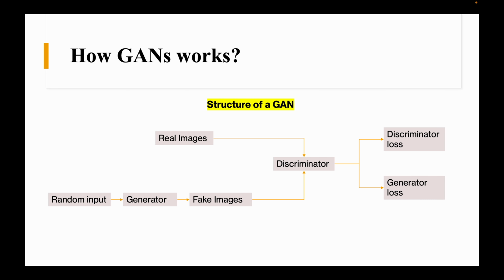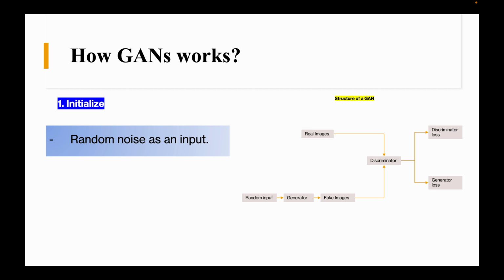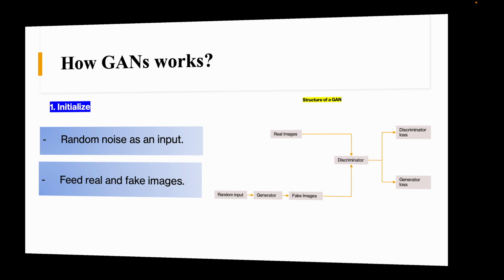How does a GAN work? This figure indicates the structure of a GAN. Now let's see how the training process in a GAN happens. Now let's learn how the GAN actually works. The training process. First we have the initialization. The generator is given random noise as an input, and the discriminator is given real, or ground truth, data and fake images as the input.